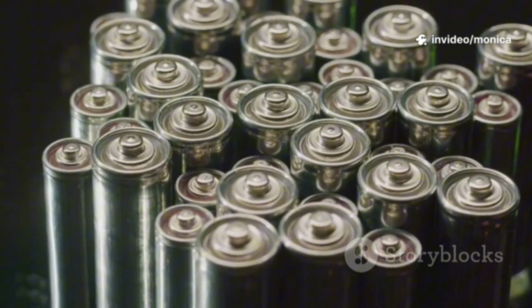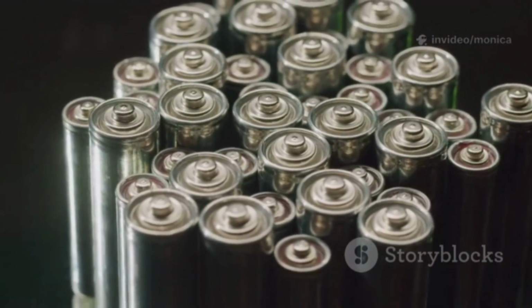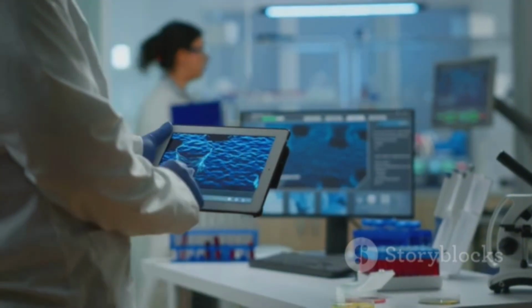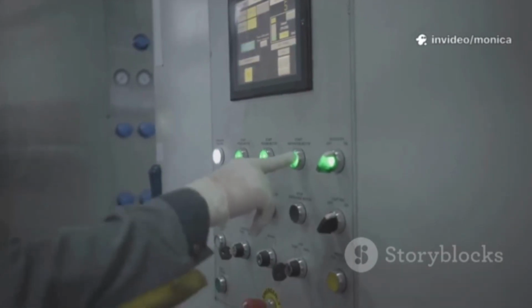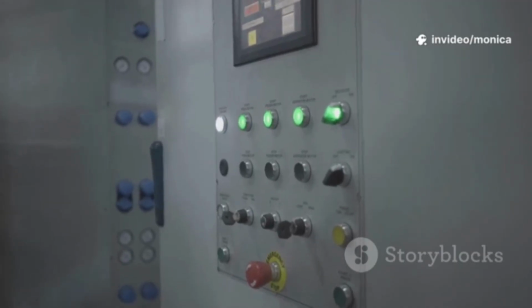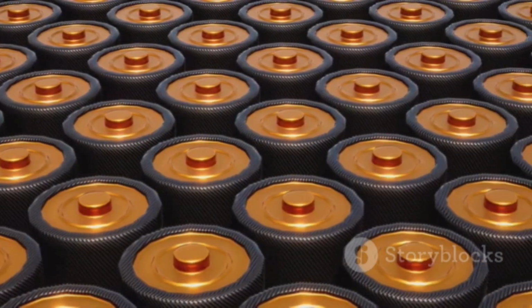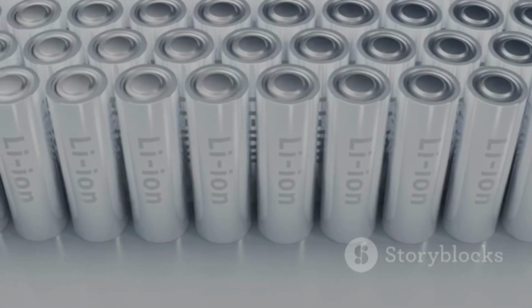The battery undergoes several charge and discharge cycles. This helps in balancing the capacity between cells and ensuring uniform performance. For voltage monitoring, during formation, voltage levels are closely monitored. This helps identify any cells that may be underperforming or have defects.